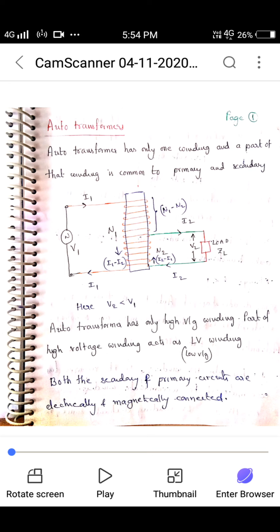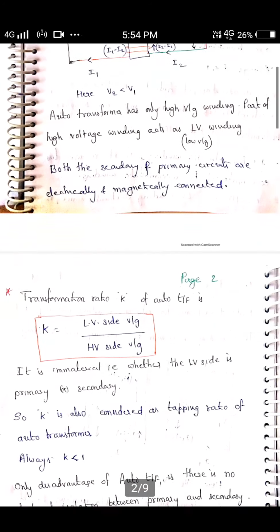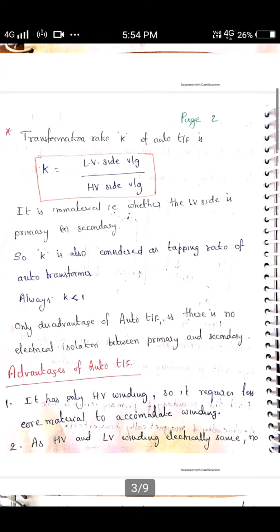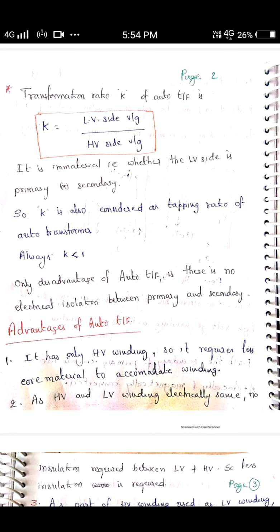Now here both primary and secondary circuits are electrically and also magnetically coupled. Means here the EMF induced is by using conduction process and also by using induction process. And the transformation ratio of auto transformer is always less than 1.